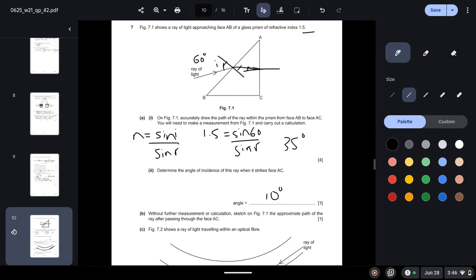We know that it is traveling from a denser medium to a less dense medium, so it will move away from the normal. It will move something like this.